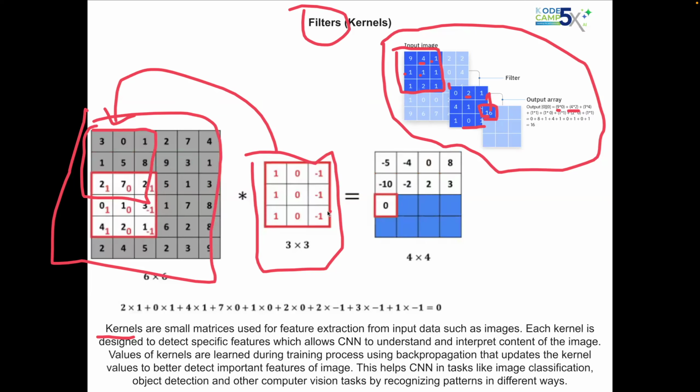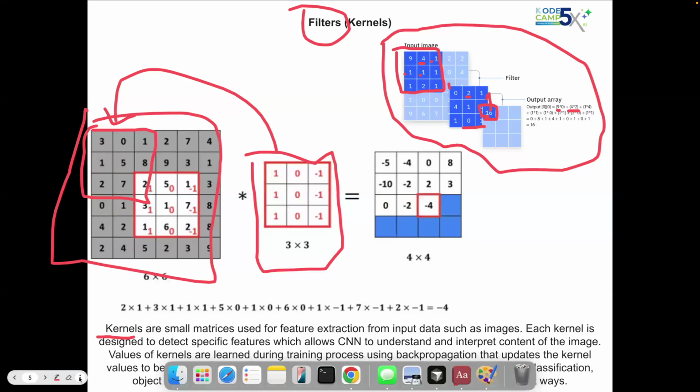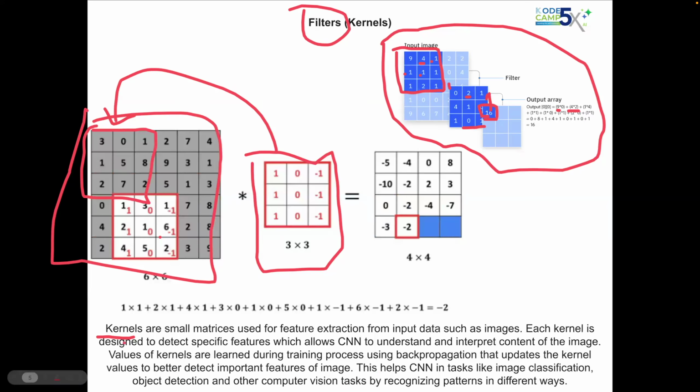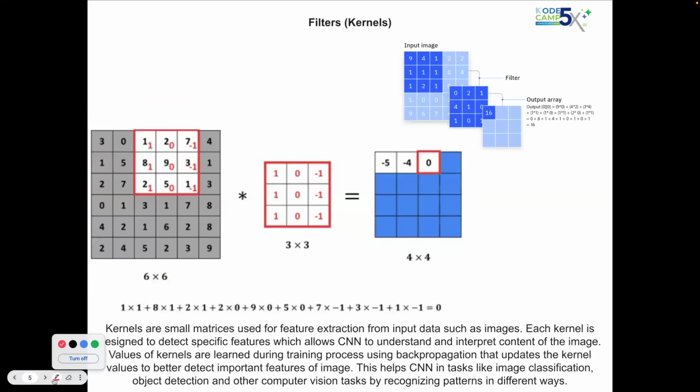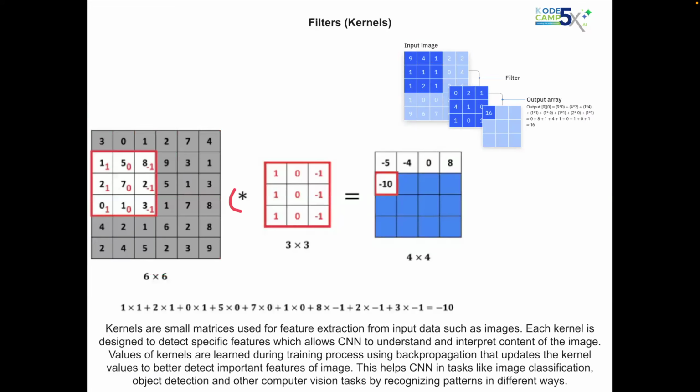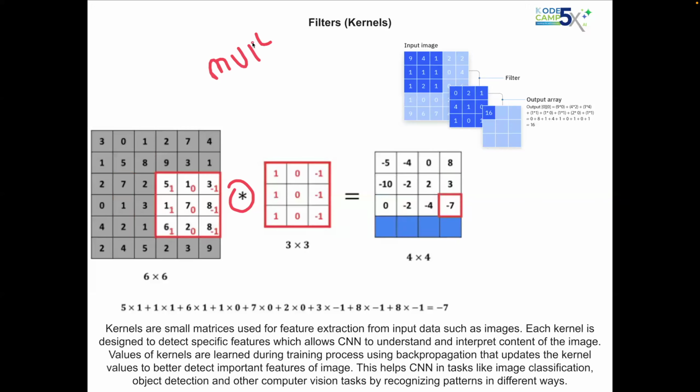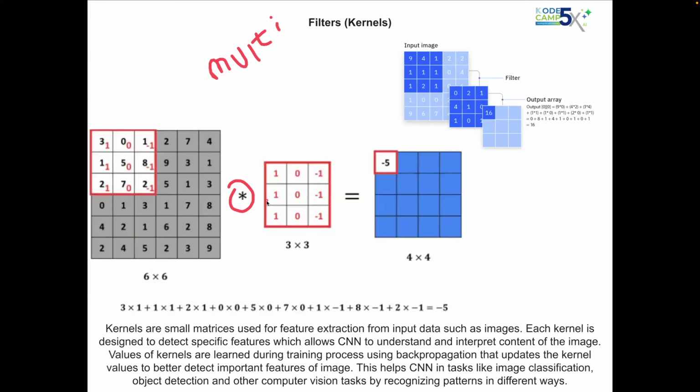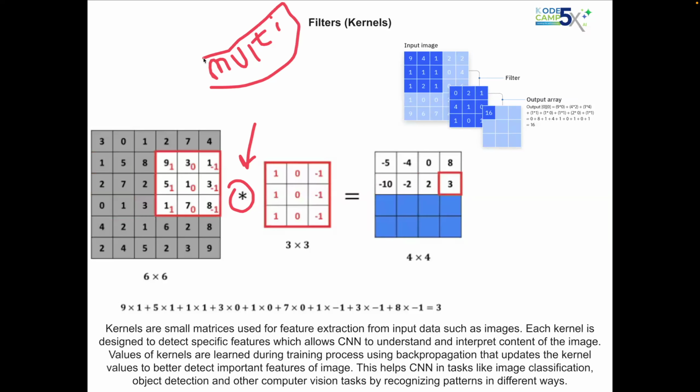Now, what is called convolution? Convolution is basically this thing here. This is what is called convolution. In mathematics, it is called multiplication. But in computer vision, we call it convolution operation. So you guys will call it multiplication operation or whatever, but in computer vision, we call it convolution operation.